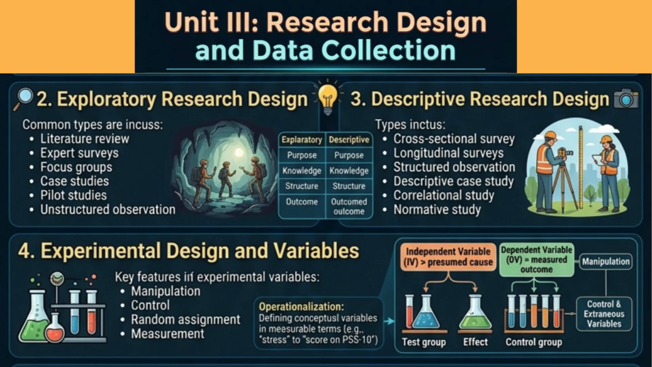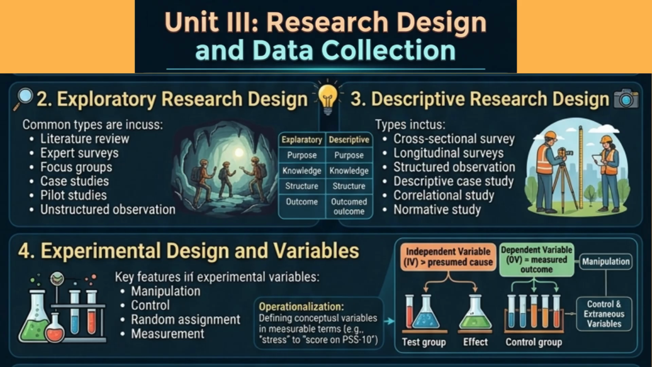Experimental research design is considered the strongest method for establishing cause and effect relationships. In an experiment, the researcher deliberately manipulates one variable to determine its effect on another variable while controlling other factors that could influence the outcome. Experimental designs are characterized by four key features: manipulation, control, random assignment, and measurement. Manipulation involves changing the independent variable. Control refers to minimizing the influence of external factors. Random assignment ensures that participants have an equal chance of being assigned to experimental or control groups. Measurement involves accurately assessing the dependent variable.